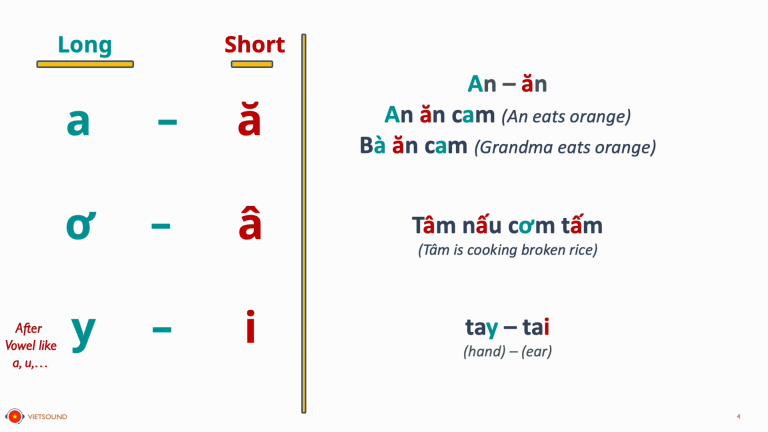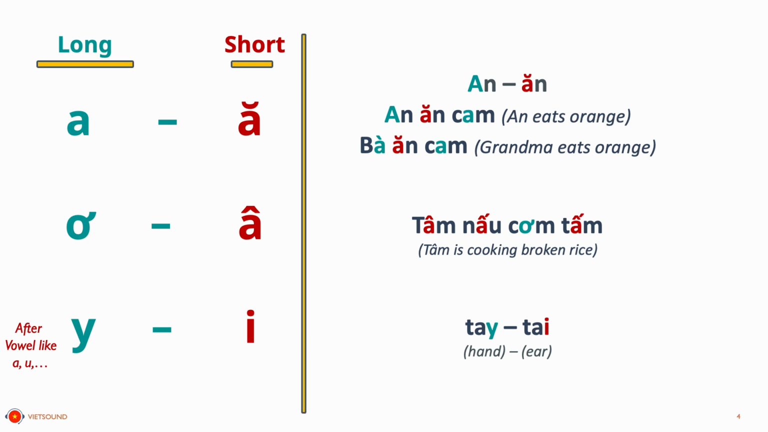Now let's take a look at the second sentence. Bà ăn cam. In the first word, the A sound is a long sound. In the second one, the A sound is a short sound. And on the third word, the A sound is a long sound again. Now let's say the sentence again. Bà ăn cam. A little bit faster. Bà ăn cam.